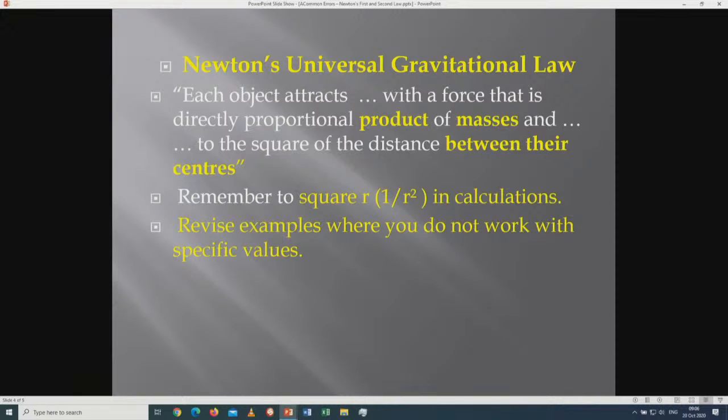between the masses of the two objects and the radius. So they change the mass of one of the objects, or they change that radius between the centers of the two objects, and you must be able to work with that non-specific values. So just keep that in mind for Newton's gravitational law.